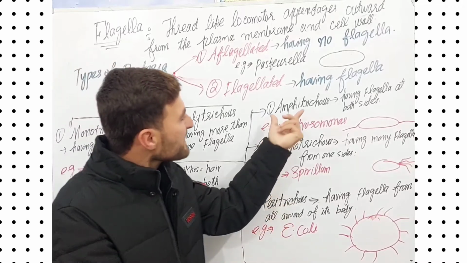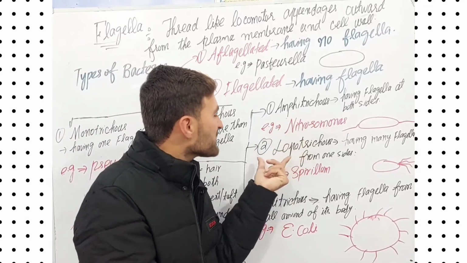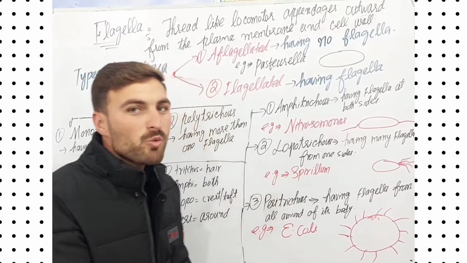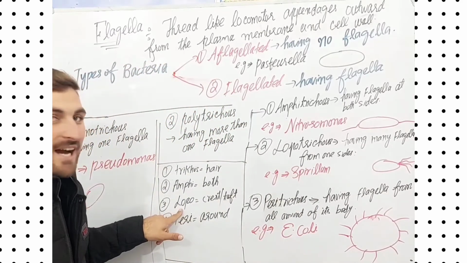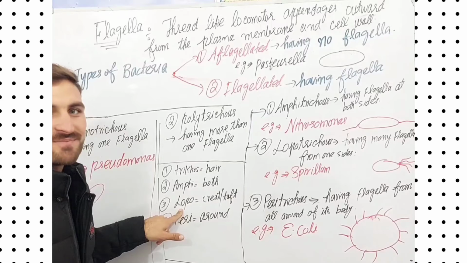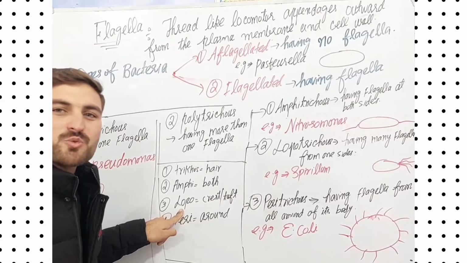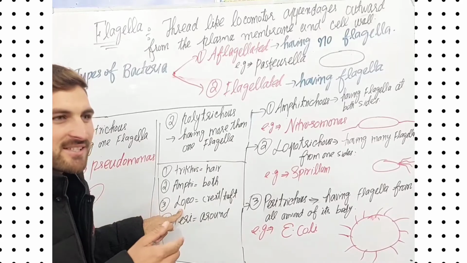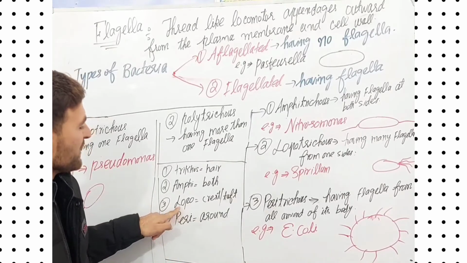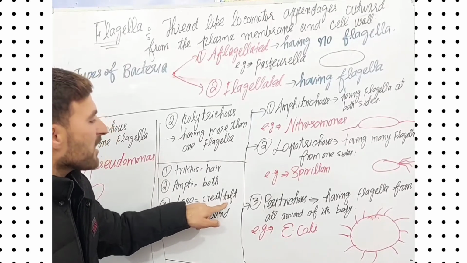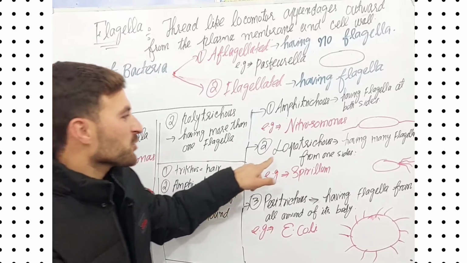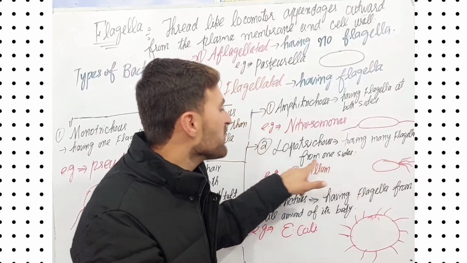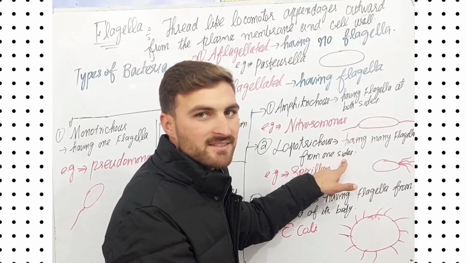After discussing Amphitricus, now let's proceed to Lophotricus. What does Lopho mean? Lopho is also a Greek word. Greek language is a very sweet language. Greek language is the language of knowledge. So Lopho means crest or tuft. So we can define Lophotricus as having many flagella from one side.